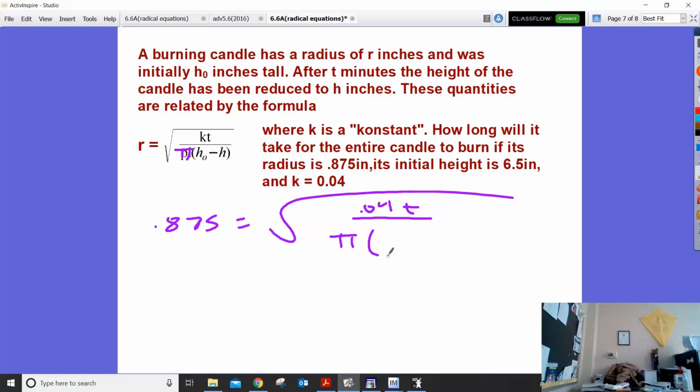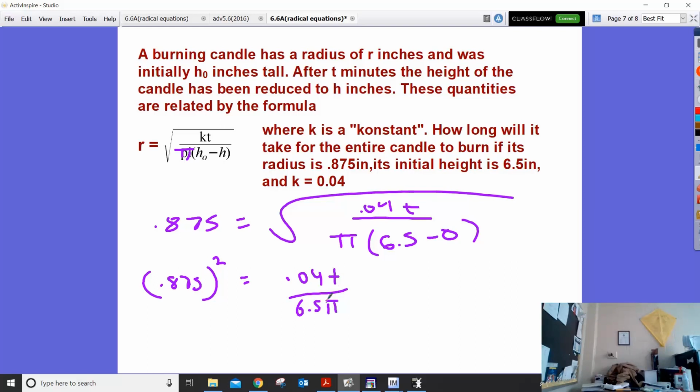They don't give us that, do they? Yeah, they do. Minus 0. Why are you saying 0? Because that's the height we're trying to get to. Candle burns. There's no candle left. Well, that's actually not too big a part of the problem to solve. How do you counteract the square root? Square. You have 0.875 squared equal to 0.04 t over 6.5 pi.